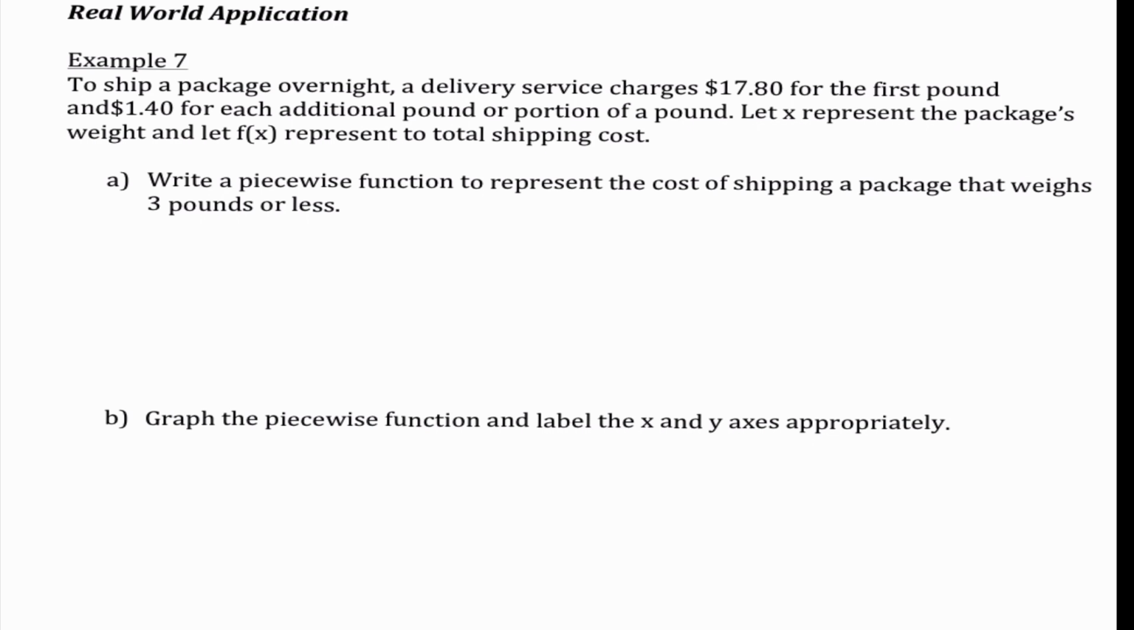Let x represent the package's weight and let f of x represent the total shipping cost. It says to write a piecewise function to represent the cost of shipping a package that weighs 3 pounds or less. So I'm going to have f of x equals. We know that it costs $17.80 if it is between 0 pounds and 1 pound. If it's exactly 1 pound, so I'm using this equal sign, it would be $17.80.